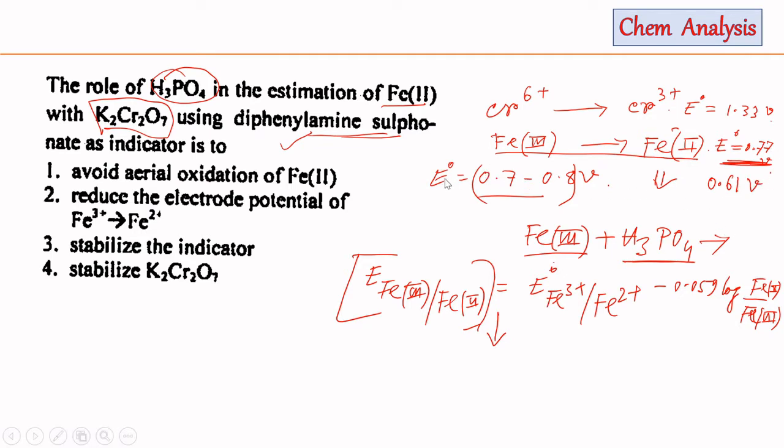Since the redox potential of this indicator is higher than that of the iron 3 iron 2 system, the oxidizing species potassium dichromate will mainly oxidize iron 2 to iron 3, leaving the indicator intact, and therefore we can calculate the amount of iron 2. Thus we can say that phosphoric acid is used to reduce the redox potential of iron 3 to iron 2. So option number 2 is the correct answer.